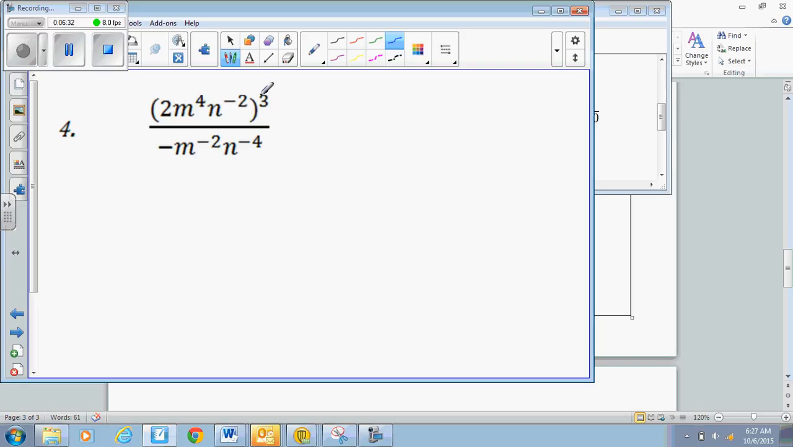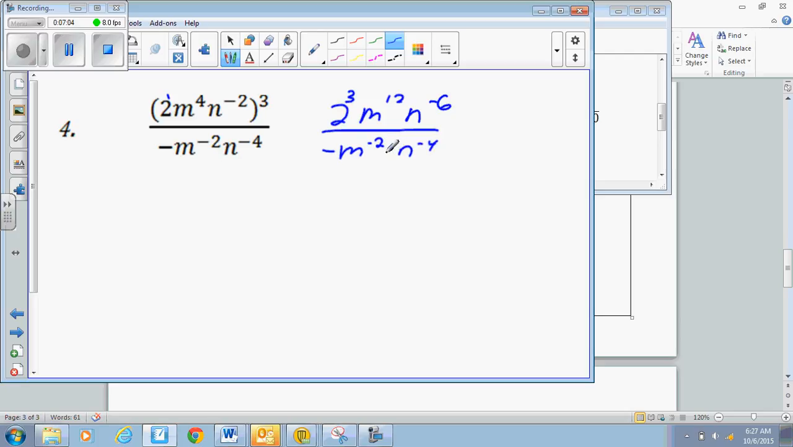So again, just like the last problem, the 3 multiplies to each exponent. Now there's a 1 there, so that's going to be 2 to the third. M to the 4 times 3 is 12. N to the negative 6, negative 2 times 3. And the bottom we're just going to leave just as it is. M to the negative 2, N to the negative 4. And now I just go through the next step.